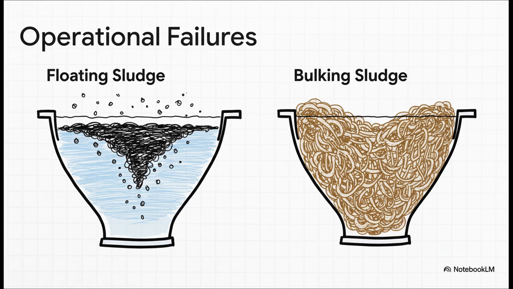If that sludge age, theta C, gets too high, you might get floating sludge, where different bacteria start producing nitrogen gas that makes the solids float instead of sink. Or you could get bulking sludge, where these long, stringy organisms take over and just refuse to settle. It's a constant biological balancing act for the plant operators.